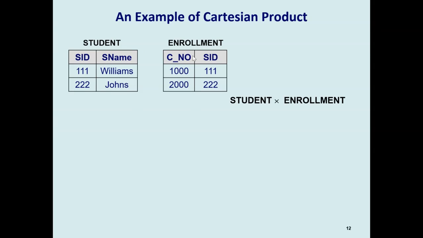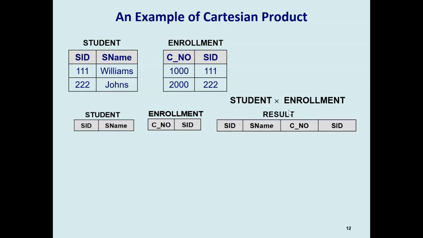Okay. So if we want to do the Cartesian product of these two small tables, we're going to repeat the same thing. First we take the student schema and enrollment schema, then we combine them together to make the schema of the result, right? So SID, S name coming from student and the same SID from enrollment. We simply combine all attributes of these two tables together. Those attributes will be the schema of the new table, which holds the result of the Cartesian product.